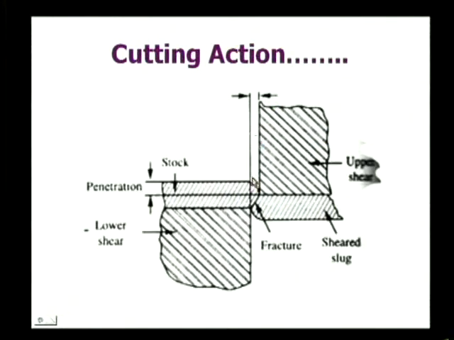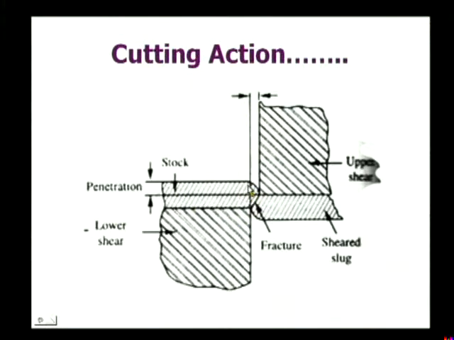The cutting action can also be observed from this diagram very clearly. This is the stock, this is the lower shear, that is the die portion, and this is the upper shear, the punch portion. As the upper shear is advancing downwards, you can observe how the slug is being cut. The fracture will take place here, and this is the remaining stock.